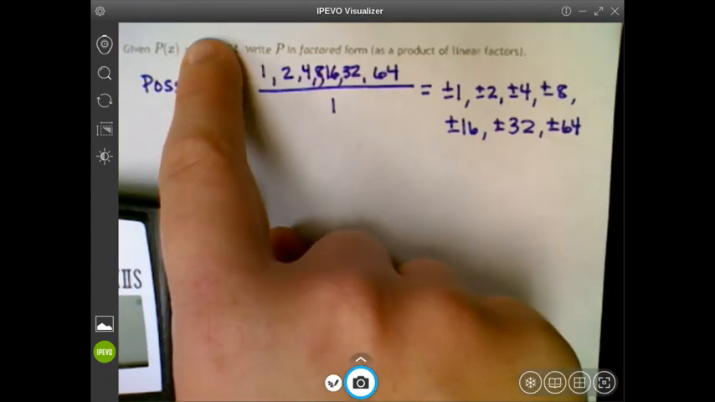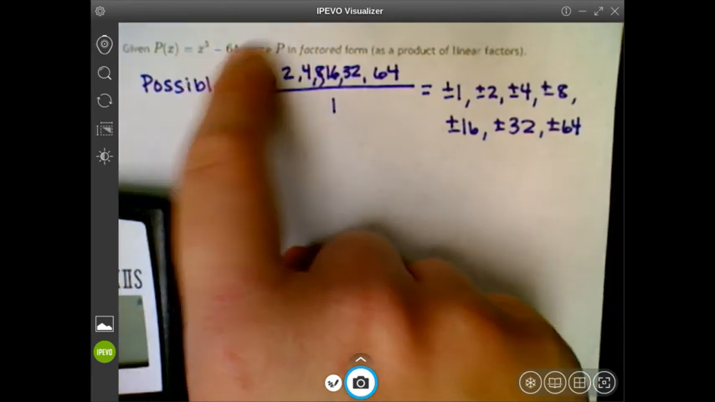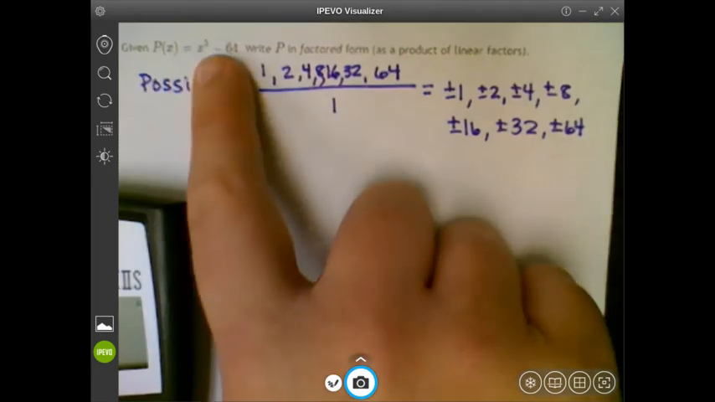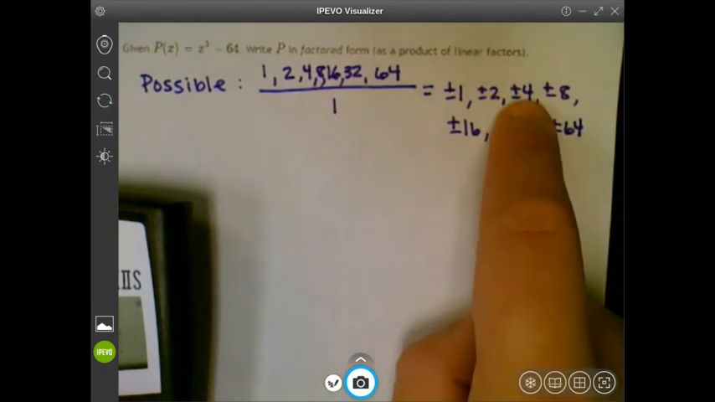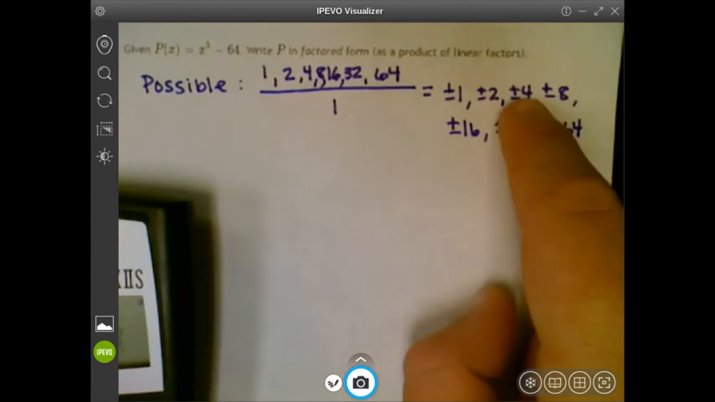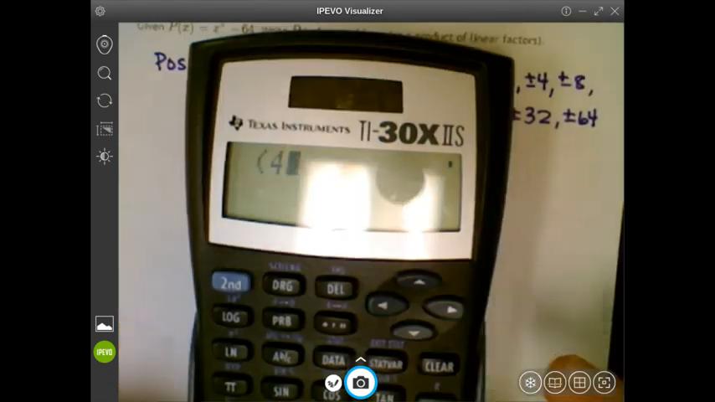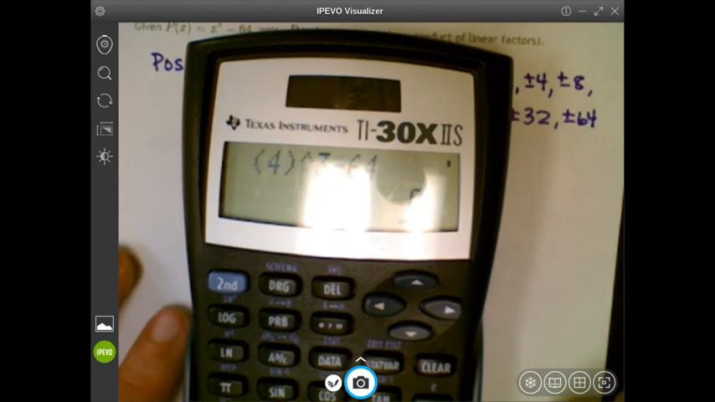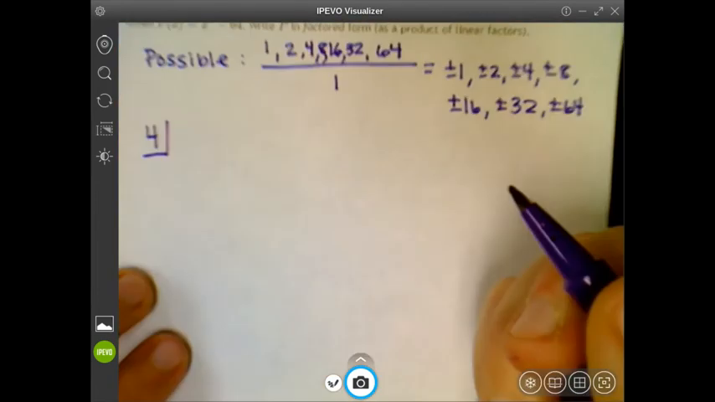Because this is a cube and it's subtracting just one number, you can kind of think about this before you just blindly plug in numbers. 1 cubed is 1, so that's not going to work. 2 cubed is 8, so that won't work. 4 cubed is 64. So I'm going to just start here with, it's either a 4 or a negative 4 to make this happen. So 4 cubed minus 64 is equal to 0. So the 0 we can use is the 4. So we're going to synthetic divide out the 4.